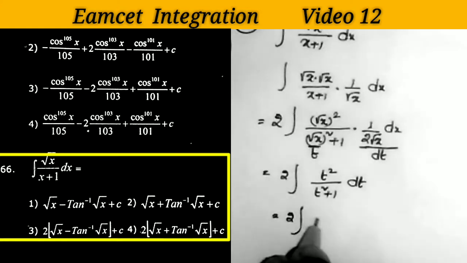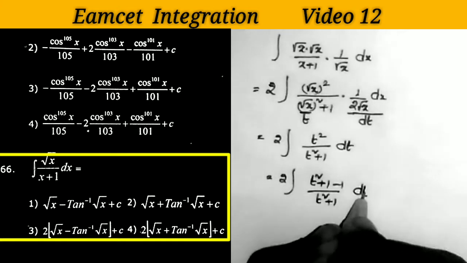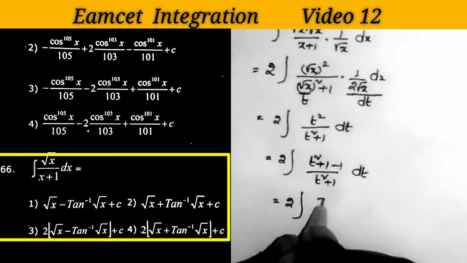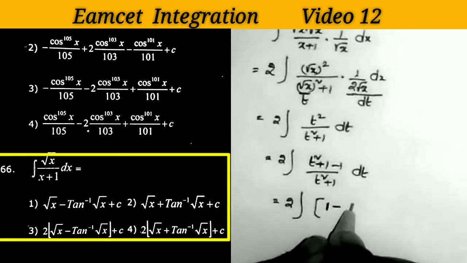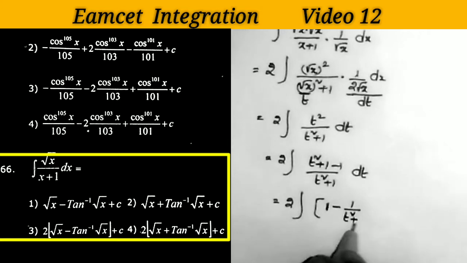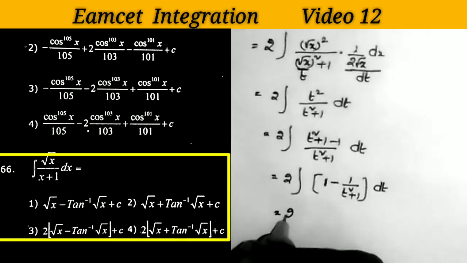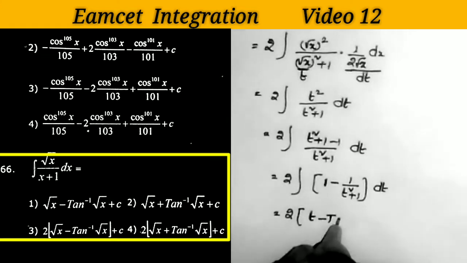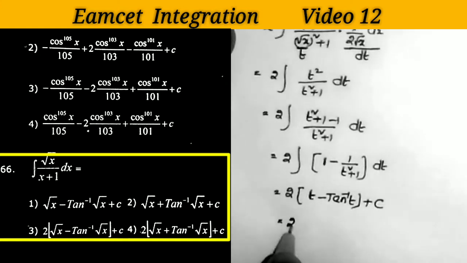Now what is the integration of this part? Since in the denominator we have the term t square plus 1, we form the same term in the numerator also, that is adding plus 1 minus 1 to the numerator. Now separating the denominator, t square plus 1 by t square plus 1 is equal to 1 minus 1 by t square plus 1 into dt. Now doing the integrations, this is equal to 2 into integral 1 dt is t, minus 1 by t square plus 1 is tan inverse t.